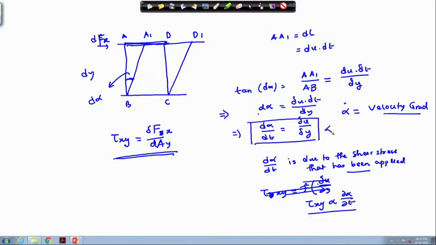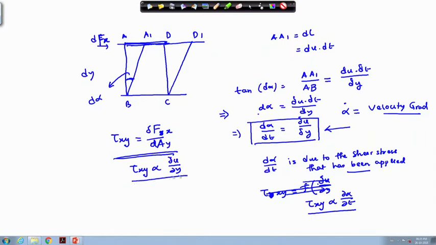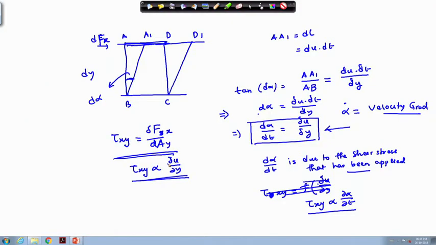And now we know from here that this angular deformation is equal to the velocity gradient. Therefore, what we get is that this is proportional to the velocity gradient. And this is a good point to really highlight the concept of a Newtonian fluid. Fluids where the velocity gradient and the shear stress vary linearly, with the proportionality constant being a constant, those are Newtonian fluids.